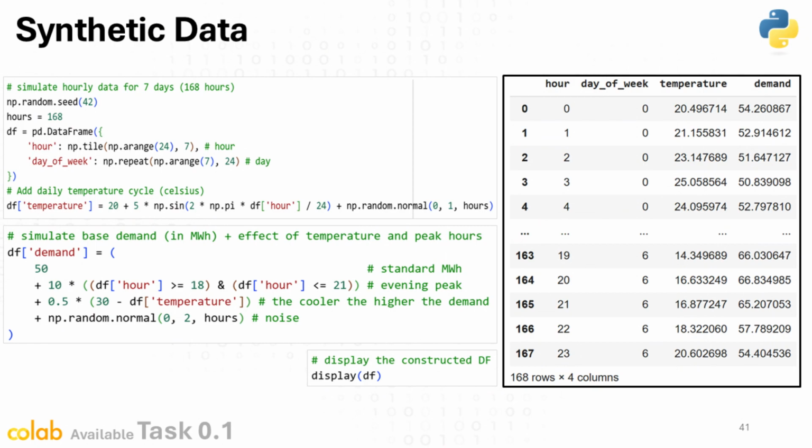The temperature effect: we incorporate a heating logic where cooler temperatures increase the demand. Specifically, for every degree the temperature drops below 30 Celsius, the demand increases by 0.5 megawatt hours. Random noise: finally, we add a final layer of random noise to simulate the unpredictable nature of human energy consumption. The result, as you can see in the table on the right, is a clean 4-column dataset ready for our machine learning model. We have successfully moved from a conceptual demand pattern to a concrete, programmable data structure.